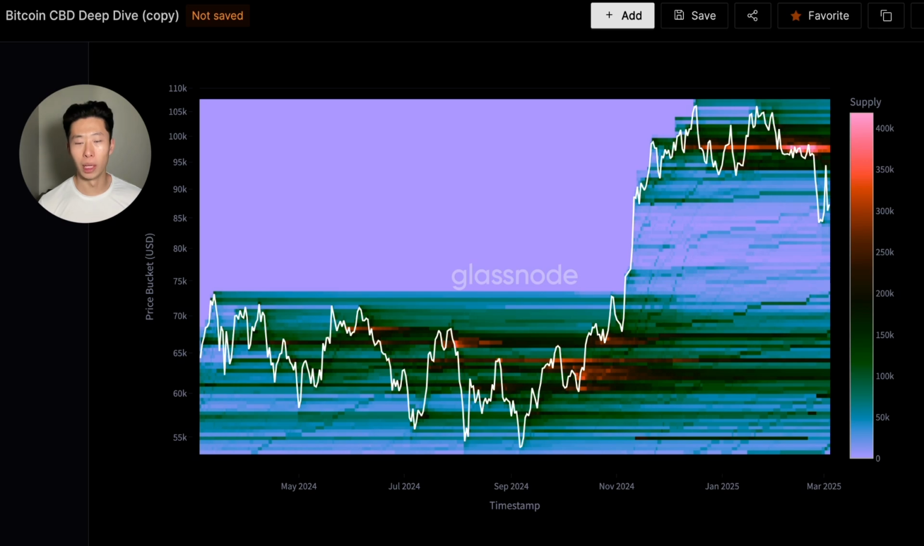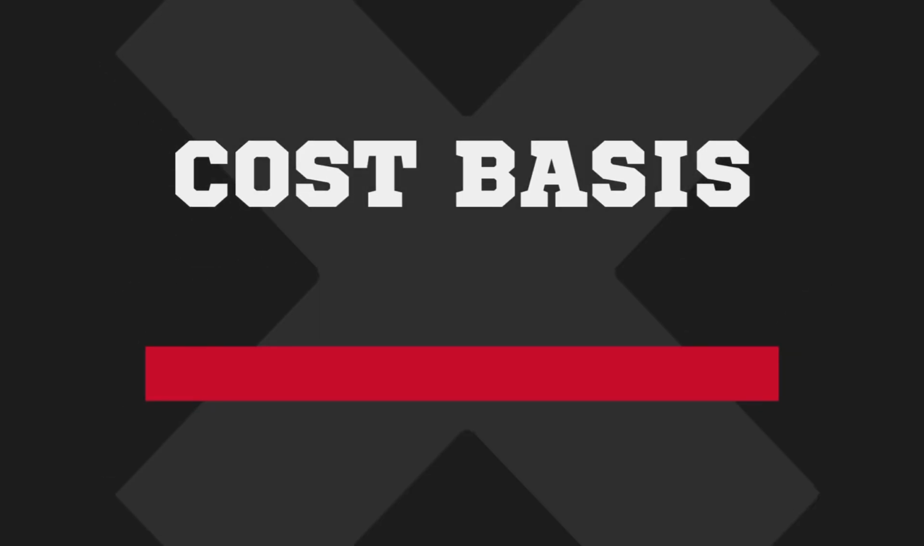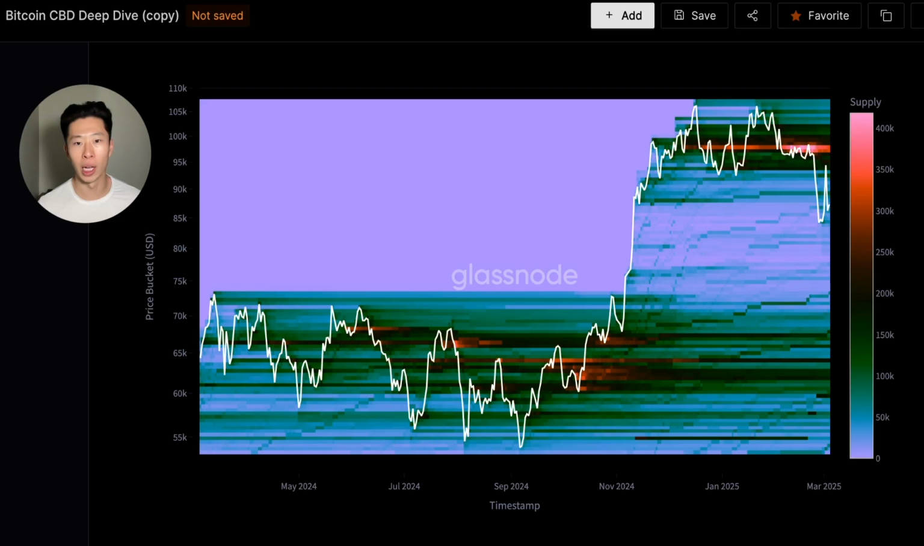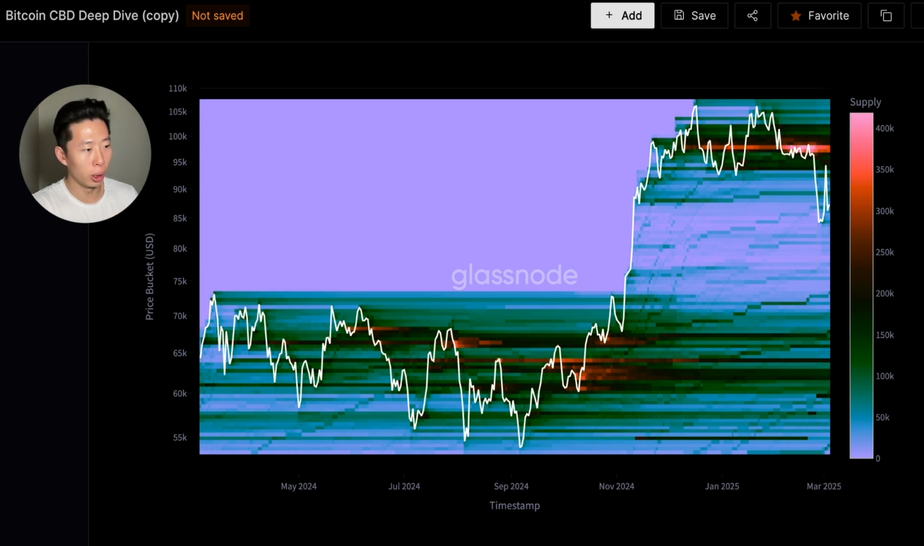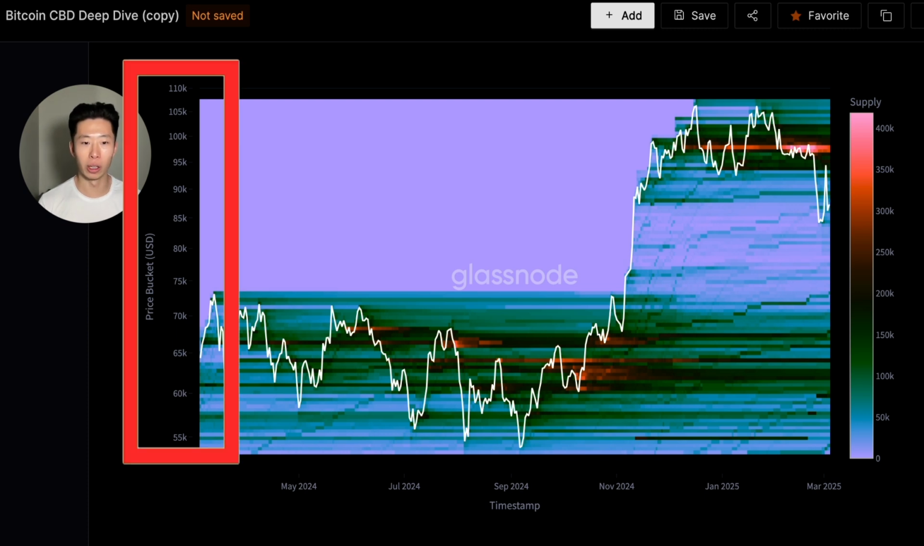This chart measures the cost basis for Bitcoin investors and shows how it evolves over time. On the right, we have a color coded legend. As the color gets closer and closer to orange and eventually pink, the more and more supply is being accumulated at a particular price level. The white line is the price, and the y-axis for this is on the left.